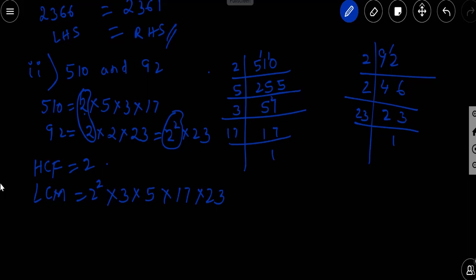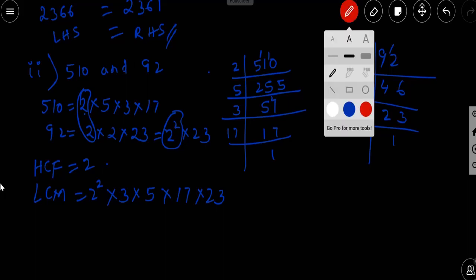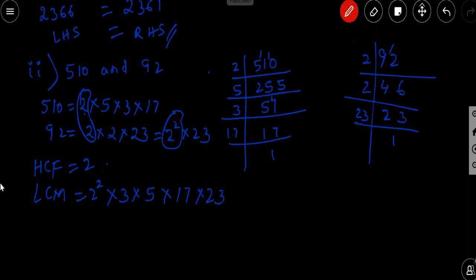Okay, so what are the numbers I have taken here? This is the power I have taken. So the left out numbers are 3, 5, 17 and 23. Now multiply these numbers. So this becomes 4 into 3 into 5. So 4 3s are 12, 12 into 5 becomes 60. So it becomes 60 into 17 into 23.